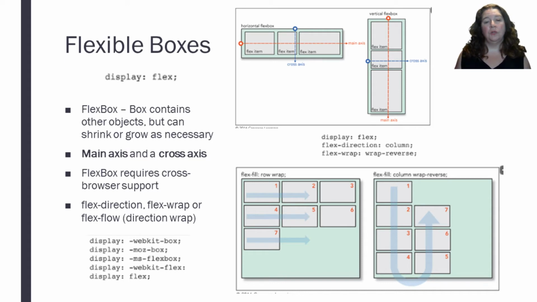You can choose to tell it whether or not you want it to grow or shrink in certain areas, if you want it to wrap by going each row, or if you want to have it wrap in columns. And you can have some options there if you want to wrap reverse, in other words, wrapping the other direction. So there's lots of flexibility with flex boxes, no pun intended.